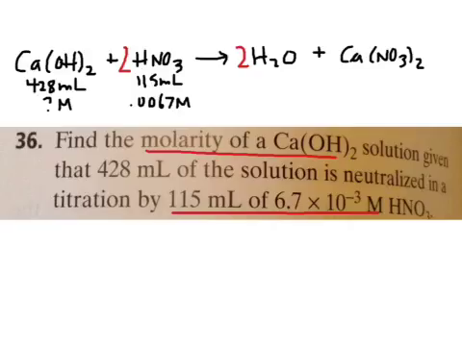Okay, so we're going to solve this in 3 steps like we've done all of our stoichiometry problems, and the first one is going to make use of the molarity formula, which is molarity equals moles divided by liters. And we're going to start with the nitric acid information. Hopefully that's obvious because it's the one without the question mark.